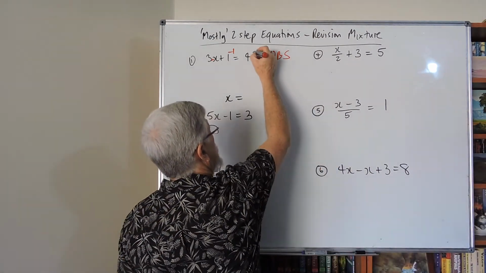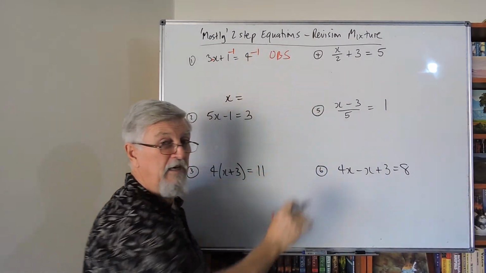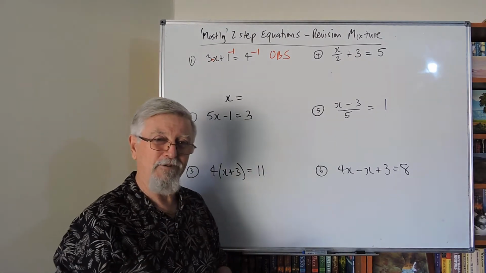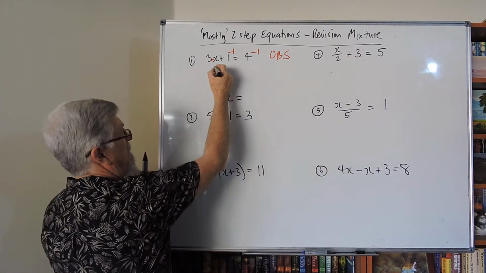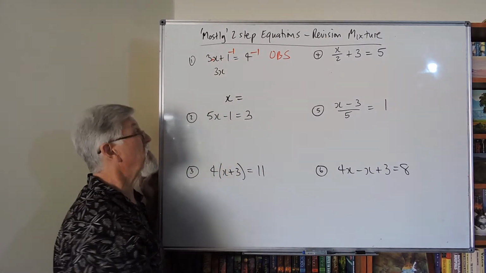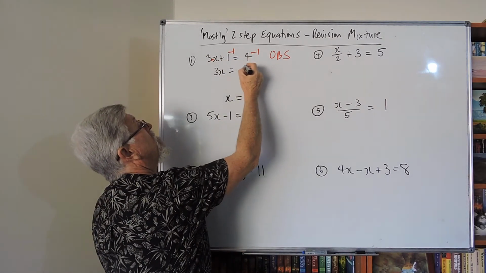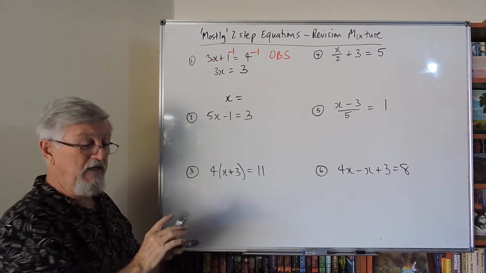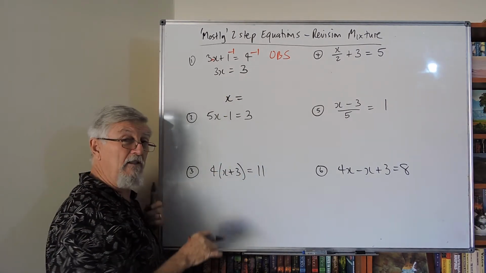If I minus 1 from the other side, I like to write it up here so that you don't have to write another line of working out. Let's have a look at what we've got. So now we've got 3x, 1 take 1 is 0, so I don't have to write plus 0. And then 4 take 1 is 3. And basically now it tells you the answer that you could have looked at in the first place.